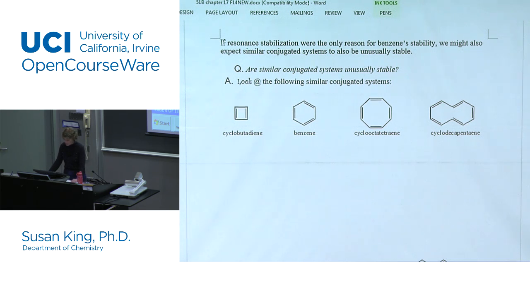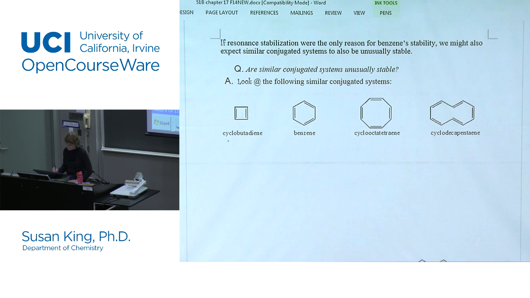So if resonance stabilization were the only reason for benzene's stability, we might expect similar, that is what I just got through saying. Are similar conjugated systems unusually stable? Let's answer that question. Cyclobutadiene: 2 conjugated double bonds in a ring. What we're going to do here is count pi electrons, because benzene has 3 double bonds. How many pi electrons? 2 for each, so 6 electrons. We're going to count pi electrons here, so I want you to try to look for a little pattern.